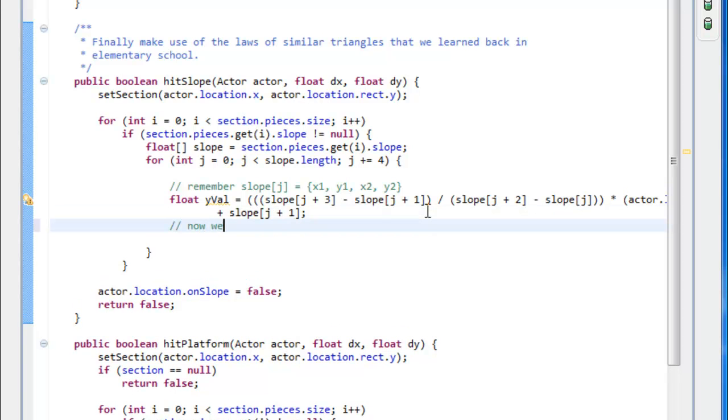Now we have x1, y1, which is equal to y2. Sorry, just y, and x2, just like hit platform apostrophe.